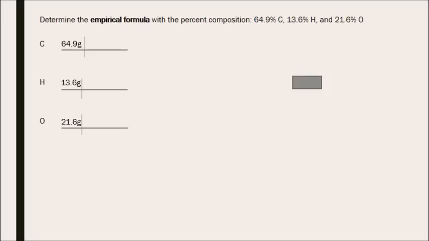Now we're going to change our masses to moles. So here are our factors in dimensional analysis. So there's 12.01 grams in 1 mole of carbon, and 1.01 grams in 1 mole of hydrogen, and 16.00 grams in 1 mole of oxygen. So now we're going to figure out the moles. When you work out that math, you're going to get 5.40 moles of carbon, 13.47 moles of hydrogen, and 1.35 moles of oxygen.